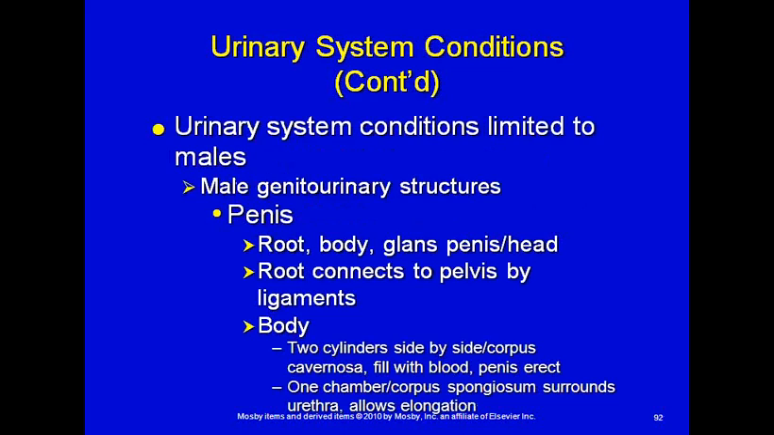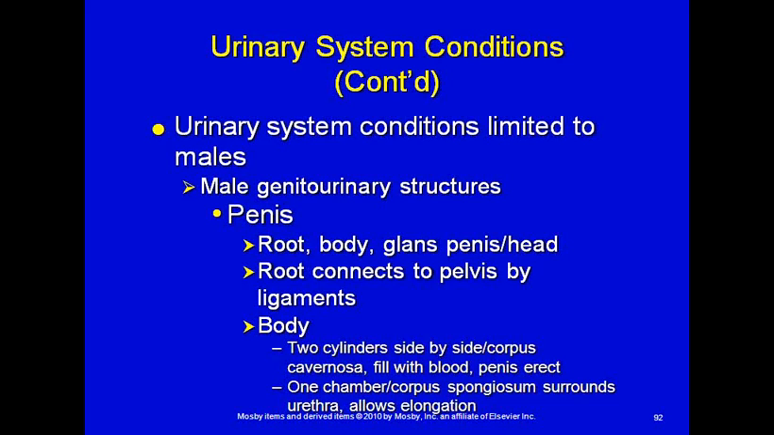Those urinary system conditions limited to males include issues with the male genitourinary structures, starting first with the penis. The penis is made up of a root, a body, and a glans penis or the head. The root connects to the pelvis by ligaments. The body is two cylinders side by side.